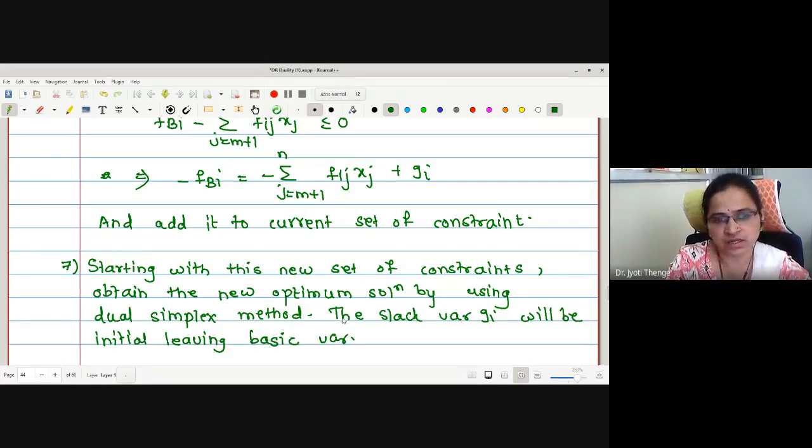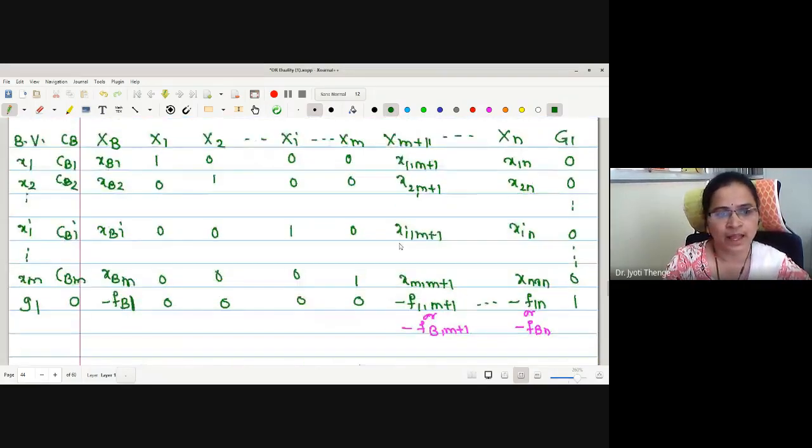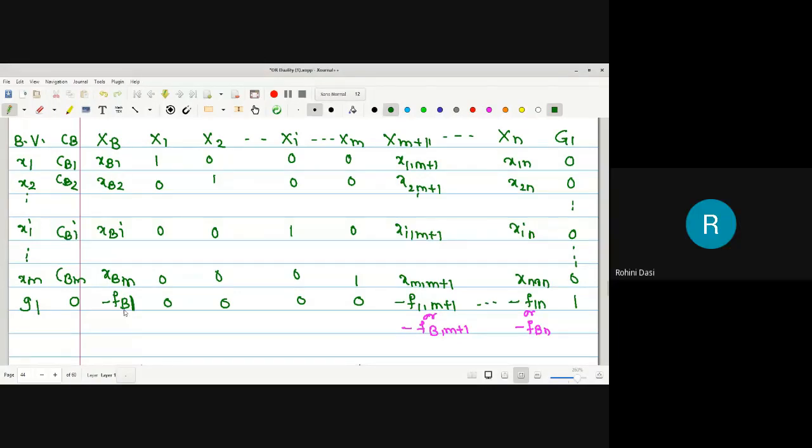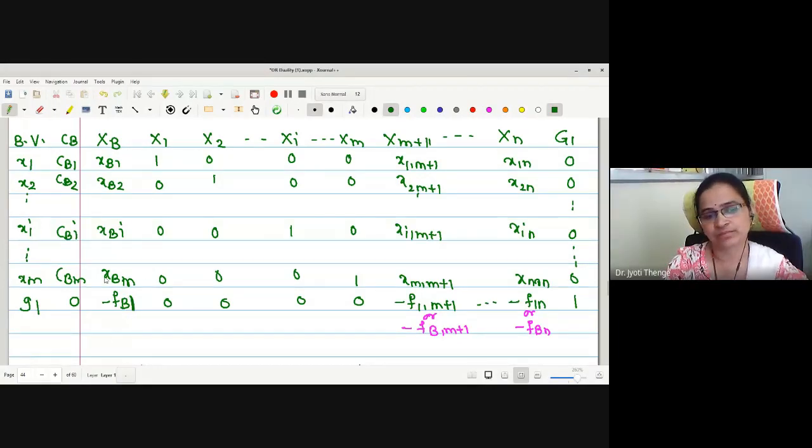If we look at this table I have written, suppose I want to use the dual simplex. Which one will be my outgoing vector? Here if we look at this xb column, all the entries are non-negative except this last one. So which variable are we selecting to leave the basis? The one having a negative xb value.